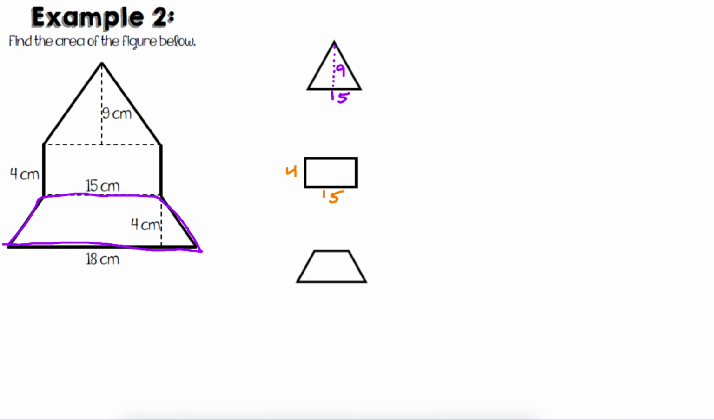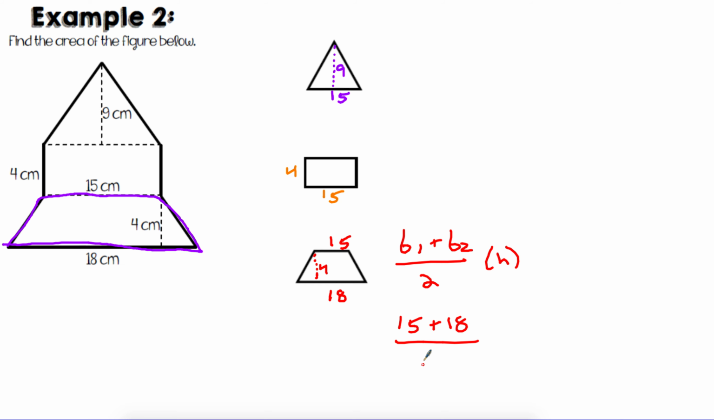Now let's do the trapezoid. The height of the trapezoid is 4, with a base of 18 and a base of 15. I now have all my dimensions, so I should be able to use my formulas to add these all up. For the trapezoid, base 1 plus base 2, divided by 2, times my height. So take out my two bases, 15 and 18.